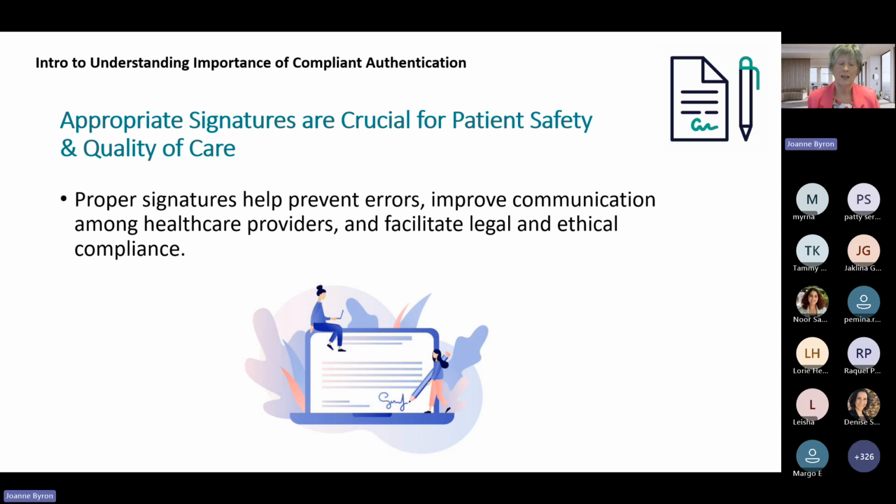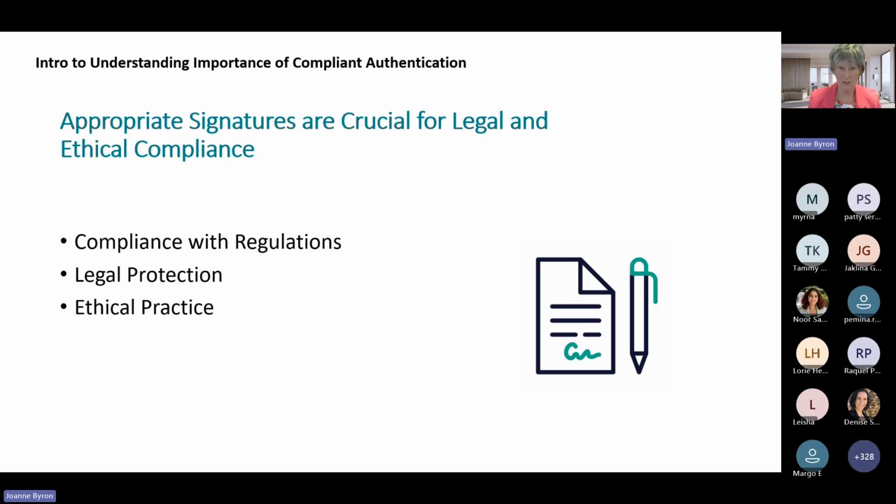Appropriate signature is crucial for patient safety, and it helps to prevent errors, improve communication, and facilitate legal and ethical compliance. So let's talk about how that works. Valid signatures ensure compliance with medical record keeping regulations, including those standards set by CHAP and other regulatory bodies. And as I mentioned earlier, if it isn't documented, it didn't happen. And if you did document it and you didn't sign it, then it doesn't count. It's just going to be thrown out.